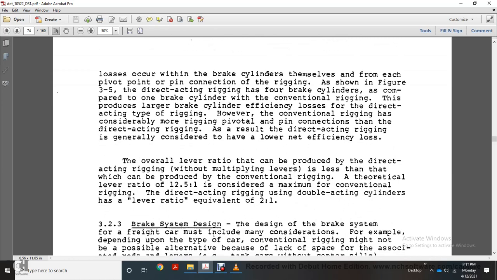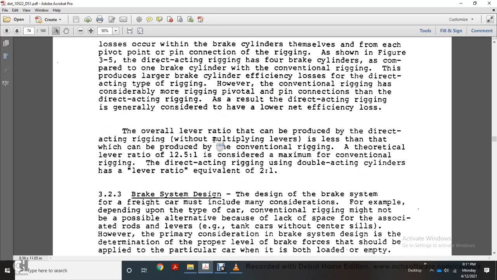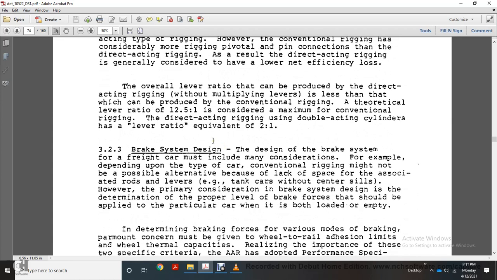The theoretical lever ratio is 12.5 to 1, considered the maximum for the conventional rigging, or for the direct acting rigging unless the double action cylinders have a lever ratio equal to 2 to 1. 323. The brake system for the freight car must include many considerations. For example, depending on the type of car, the conventional rigging may not be possible. The alternative to be covered is the arrangement of the rods for cars without center sills.